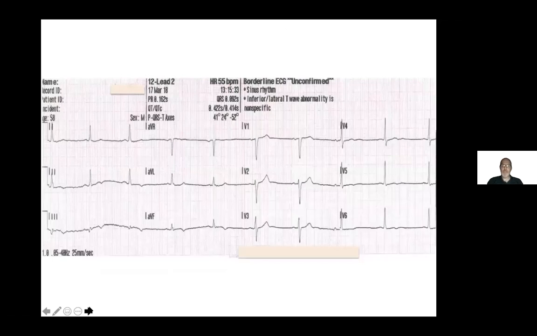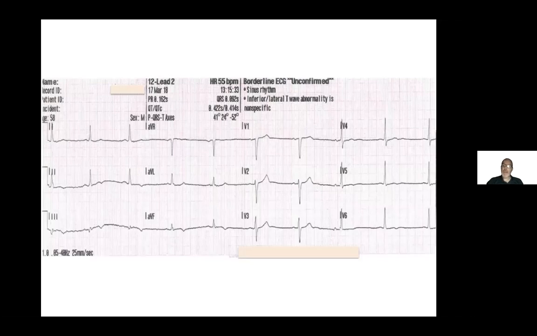This one, not so obvious. So the machine is using that word borderline. What does borderline mean? That is computer lingo for I'm confused. That's computer lingo for, I don't know that it's normal, but I don't know that it's abnormal. So I completely disregard the word borderline. It means nothing to me. It's also using another word, non-specific. So it's saying that there's some abnormality in the lateral and inferior T waves, but the machine doesn't know why they're abnormal. So it's using the word non-specific.